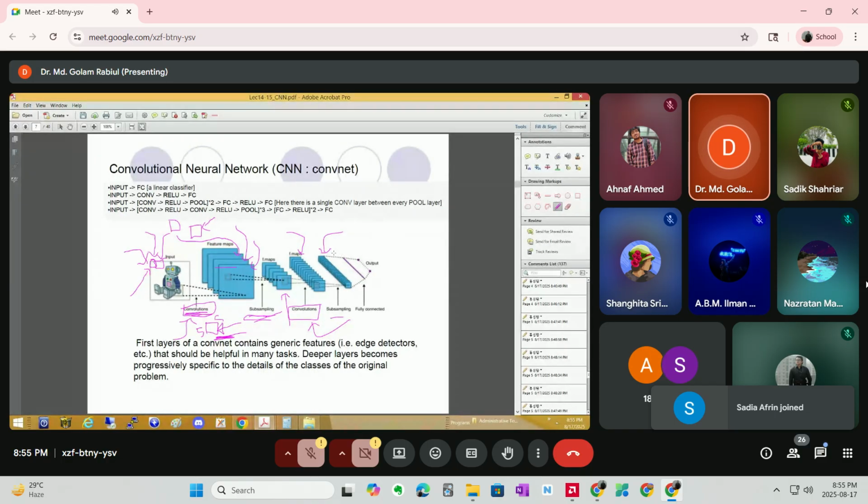So in this way, finally we will get the features, and then we will combine all those features in this fully connected layer. That means we will make those features one dimension. This is in the fully connected layers, and then this fully connected neural network will be applied for the classification, for the output.